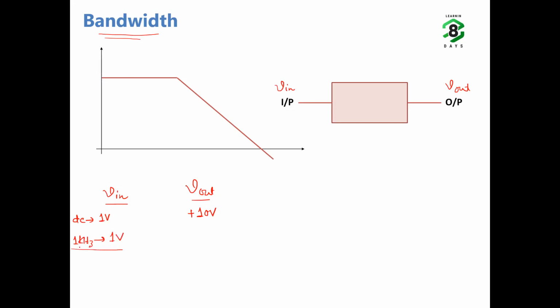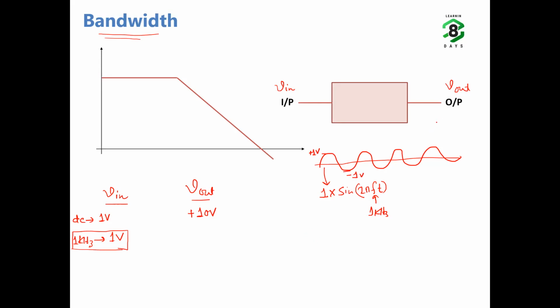Now what does a 1 kilohertz sinusoidal signal of 1 volt mean? It means a sinusoidal signal, and the signal equation will be defined by 1 volt, because I'm talking about 1 volt, times sine of 2 pi f t, where f is essentially 1 kilohertz. So that means it will toggle between plus 1 volt and minus 1 volt.